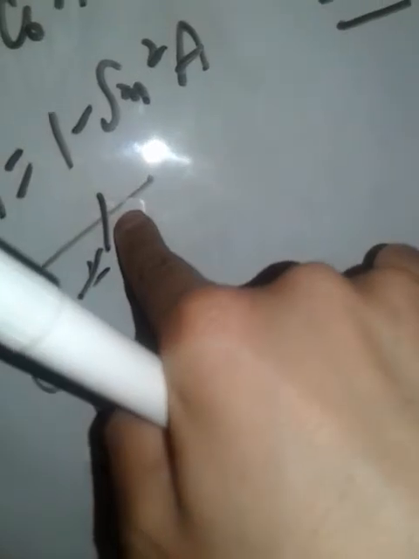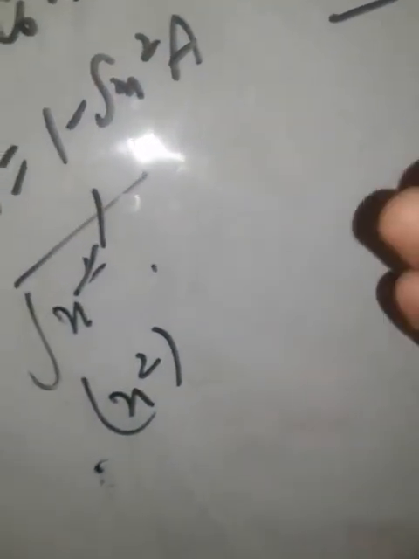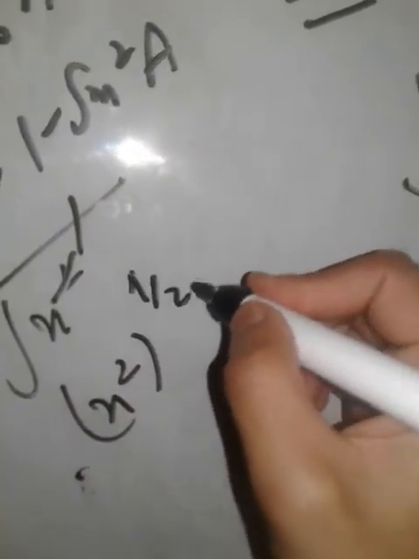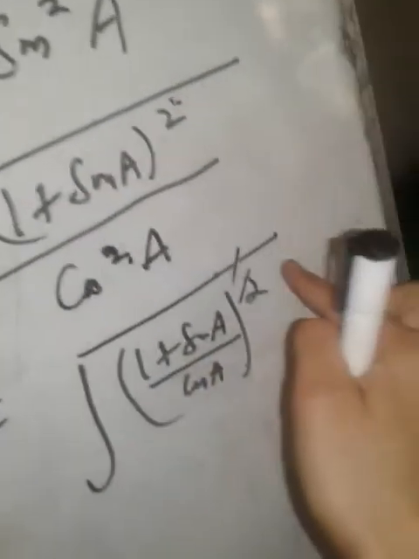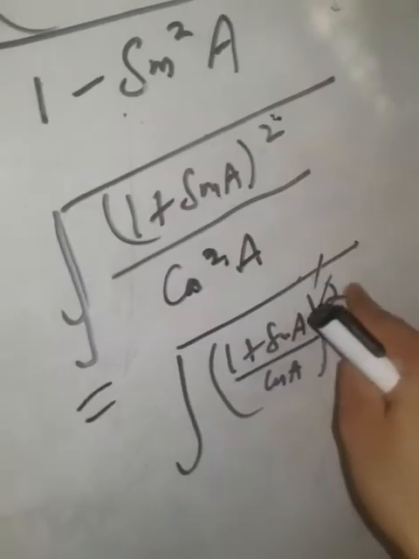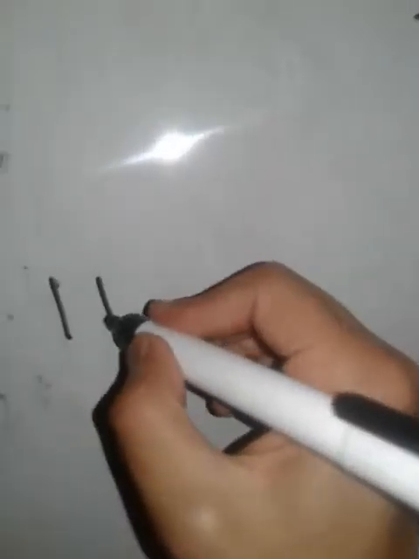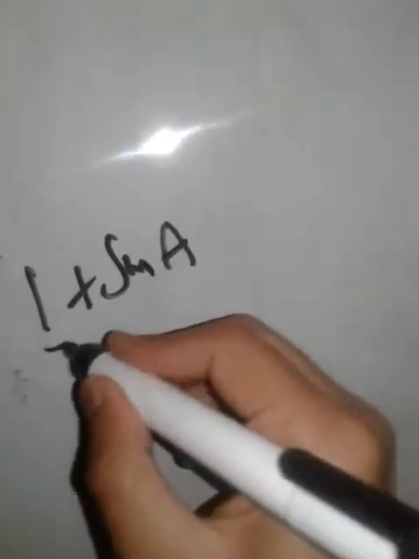This form is known as the radical form. When we convert the radical form into the exponential form, we write this 1 by 2. Actually this 2 and this 2 get cancelled. So in a quick manner we simply cancel this and this, but the actual process is this. So when this cancels out, we are left with 1 plus sine A divided by cos A.